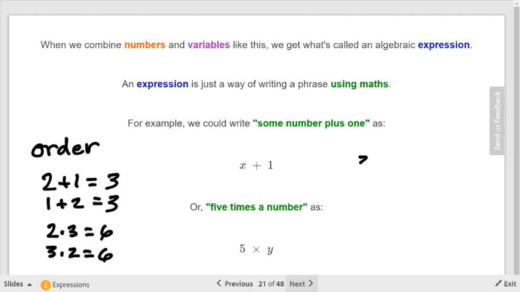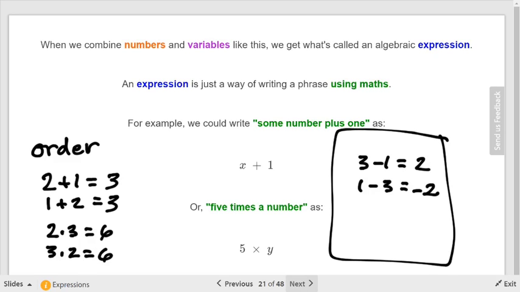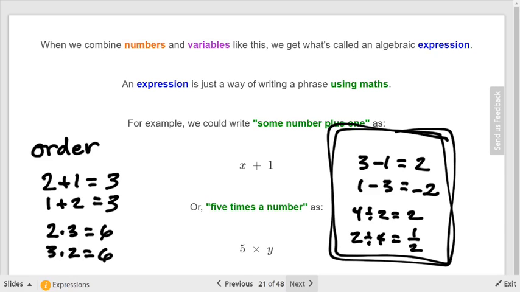But 3 minus 1 is 2. Is 1 minus 3 also 2? No, what is it? Negative 2. So, with subtraction and, what's the other? Division, right? Because 4 divided by 2 is 2, but 2 divided by 4 is 1/2 when you reduce it. It's 2 over 4, which makes 1/2. So if you don't get these two in the right order, it makes a huge difference.